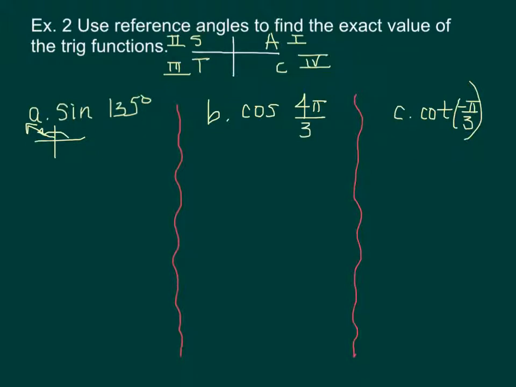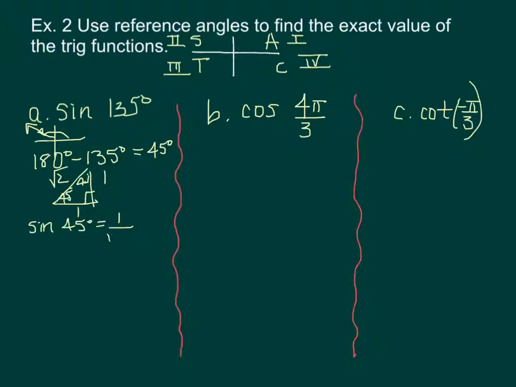And to find the reference angle, if it lies in quadrant 2, remember you take 180, you subtract 135, and you get 45 degrees. So looking at the 45-degree triangle, 1, 1, radical 2, to find sine of 45, you would do opposite over hypotenuse, and we have to rationalize it. So that value will be radical 2 over 2, positive.